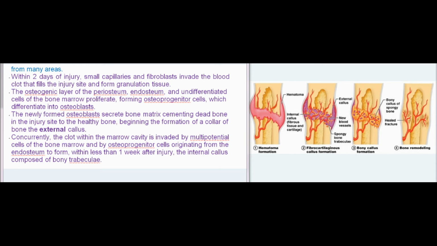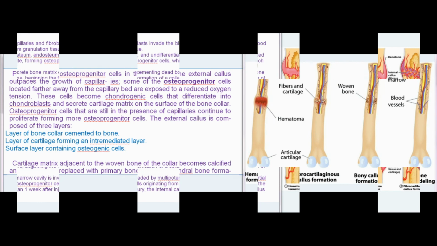Concurrently, the clot within the marrow cavity is invaded by multipotential cells of the bone marrow and by osteoprogenitor cells originating from the endosteum to form, within less than 1 week after injury, the internal callus composed of bony trabeculae.